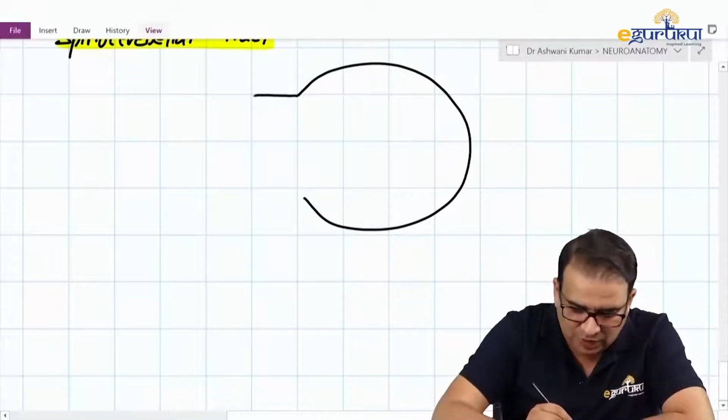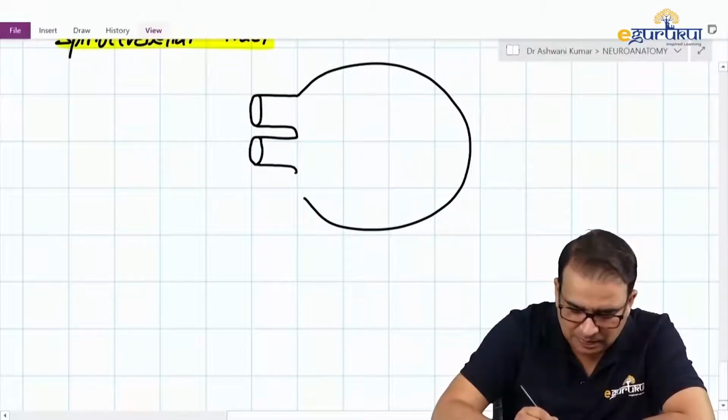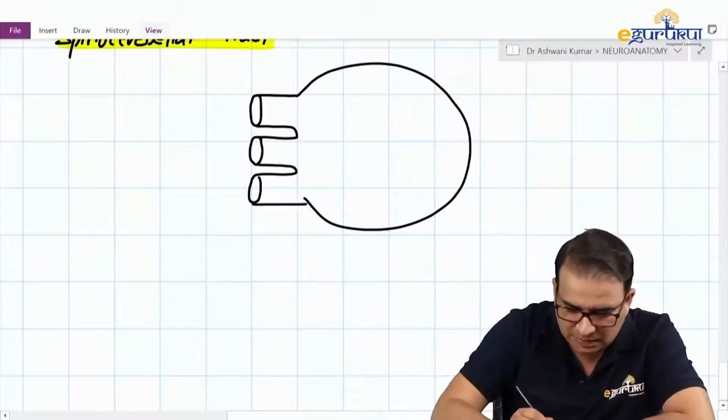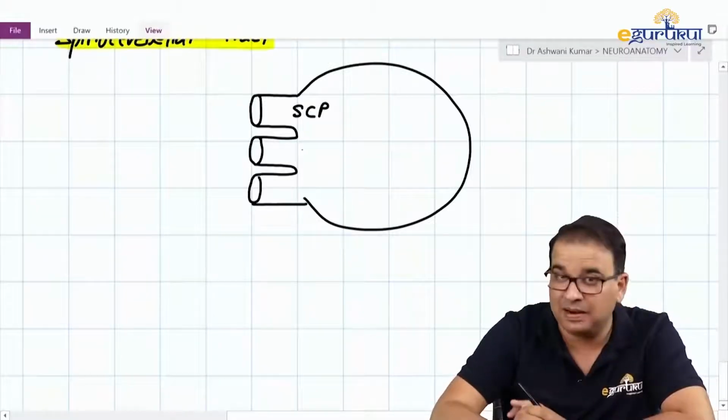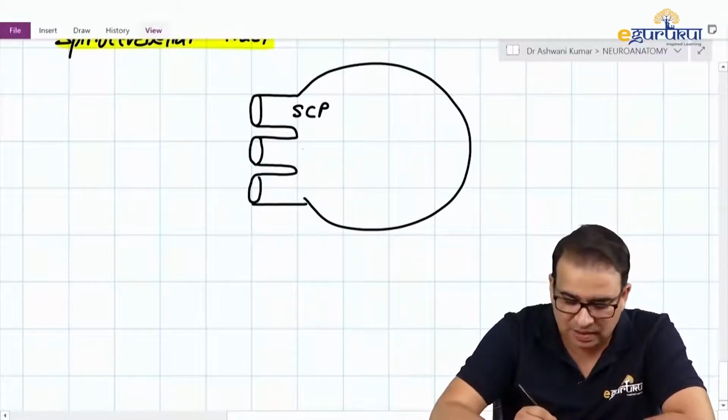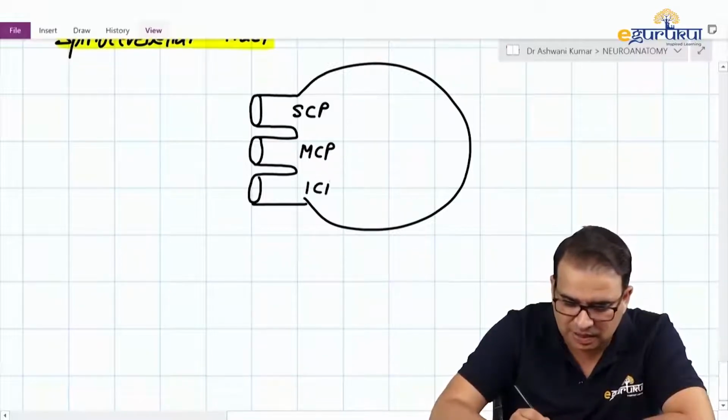And here we have the three white matter bundles. One is called the superior cerebellar peduncle. Then we have the middle cerebellar peduncle. And let's say this one here is the inferior cerebellar peduncle. I'm writing in short, guys, SCP, superior cerebellar. Just make sure you write it: superior cerebellar peduncle, middle cerebellar peduncle, and inferior cerebellar peduncle.